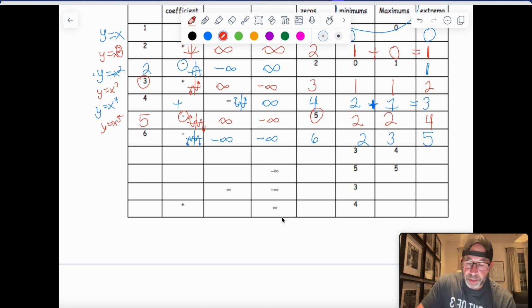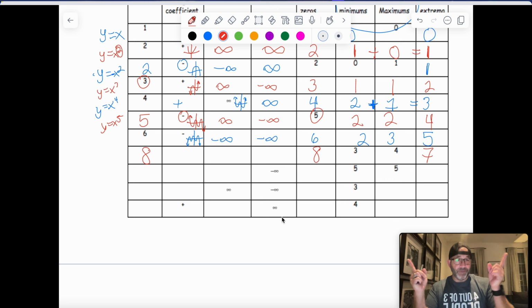All right, let's continue on with the information we know for this next one. So there's 3 minimums and 4 maximums. That means that there's going to be a total of 7 extremas. If there's 7 extremas, that means that there are possibly 8 zeros. Remember, there's going to be 1 more zero than there are extremas. So an 8 for the zeros tells me that my degree for this is equal to 8. That tells me it's an even function.